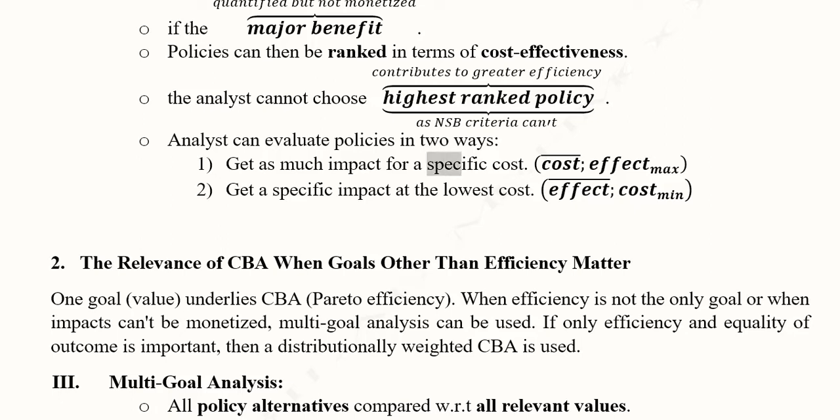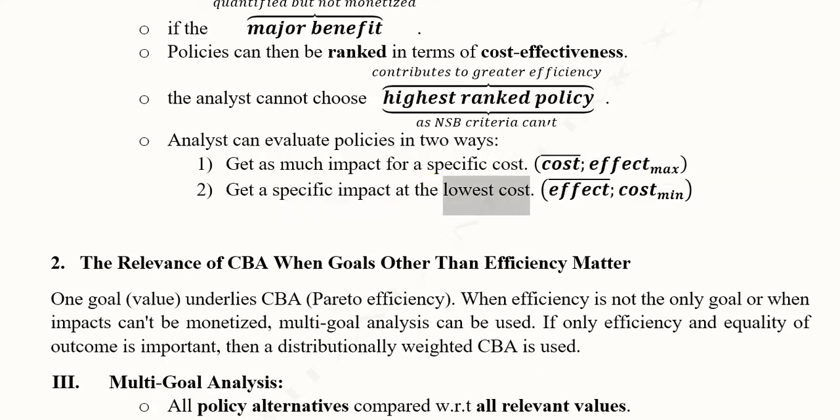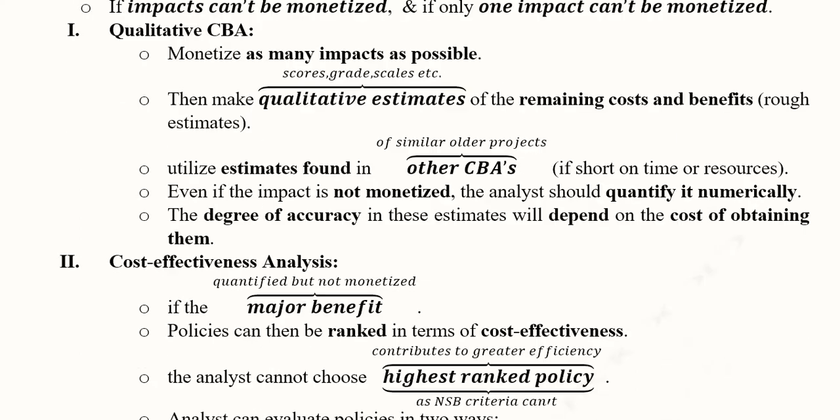So in the first option, we will be able to maximize the impact while keeping a certain cost in our mind. And in the second, we will be able to get a certain level of impact by minimizing the cost. So this was about when the benefits have difficulty in terms of their monetization.